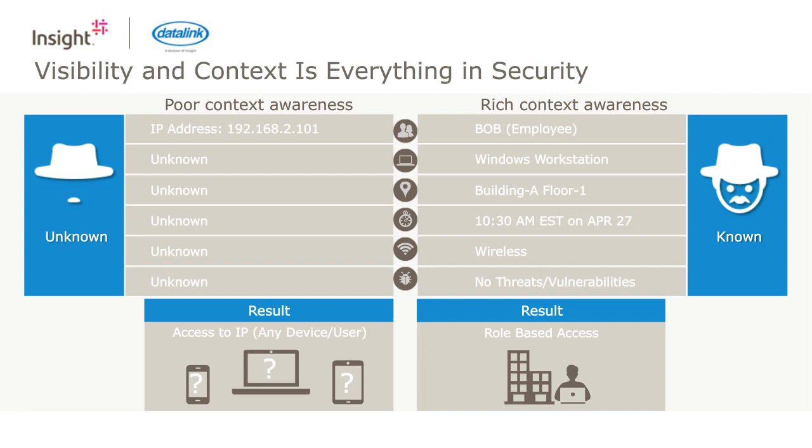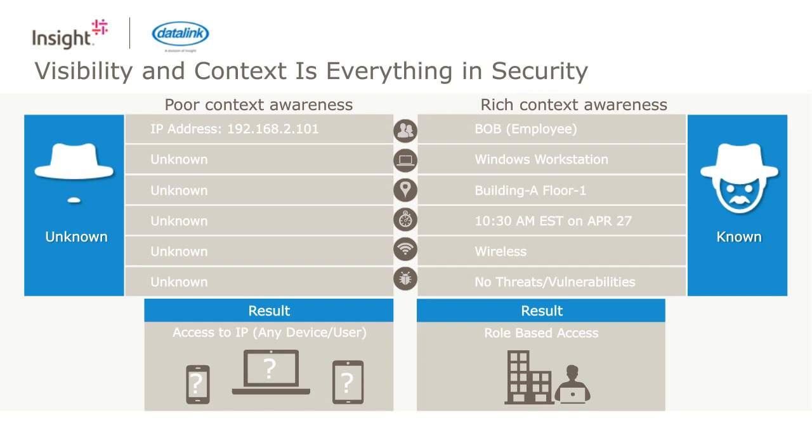So when we're talking about network security, visibility and context is everything. In the frame on the left, you can see a traditional network that has poor context awareness. So we see an endpoint on the network, and we're really only going to know about the IP of that endpoint, maybe the MAC address if we dig in a little further. If we want to know the user, the type of device, or what applications that device is using or accessing, additional resources will be needed to determine and investigate that information.